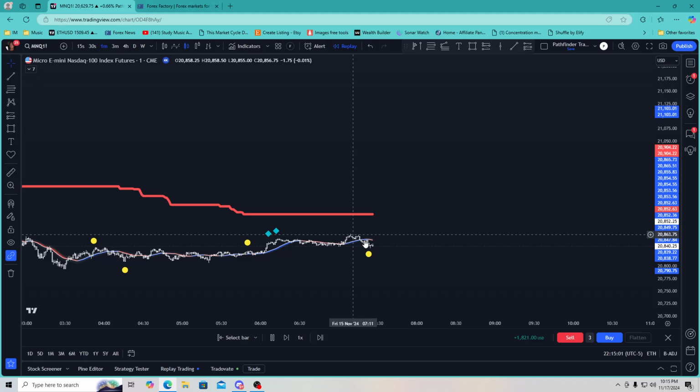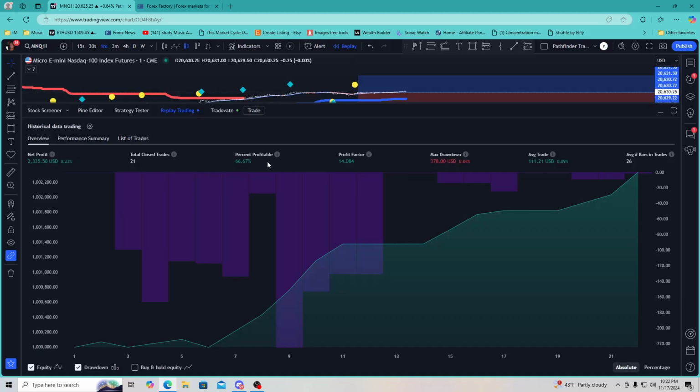I'm going to print screen, FN print screen, copy. That got that. And then you can see here, performance report shows you 21 total trades, 66% profitable, profit factor of 14, average trade was $111. Average number of bars in trade, 26 minutes was the average trade. Max drawdown was $378. So another hoorah for Pathfinder. That was fantastic. So good stuff there.